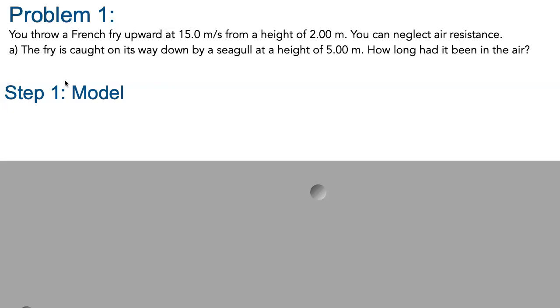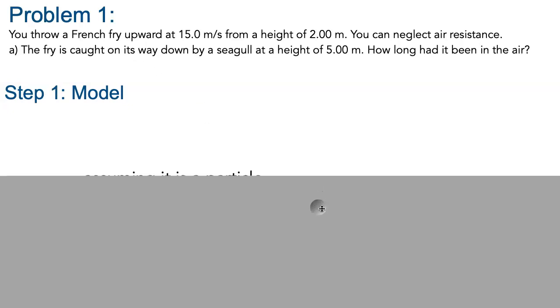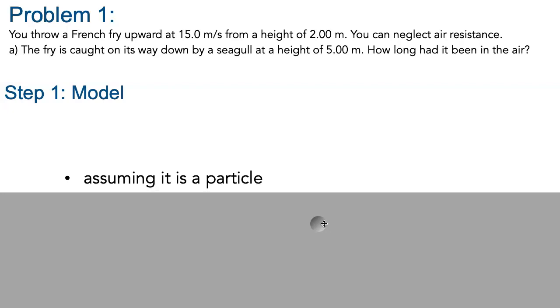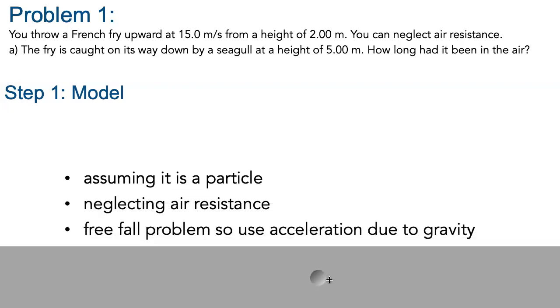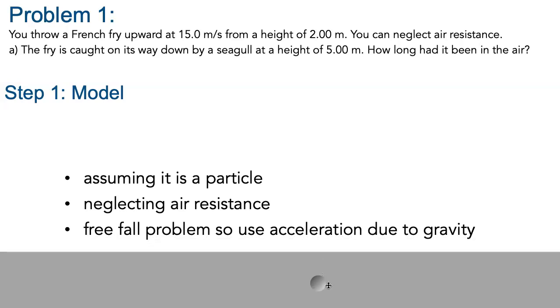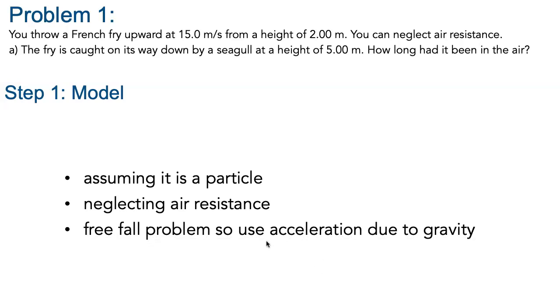When you try to solve such a problem, the first thing is to try to identify which model you're using. In here, there are a couple of assumptions that we are making and that it's nice to make explicit. First, we're assuming that the fry is actually just a particle, so we will look at it as just a single point. Second, we're neglecting air resistance. And finally, we have to recognize that it's a free fall problem, so we can use the acceleration due to gravity in order to solve it.